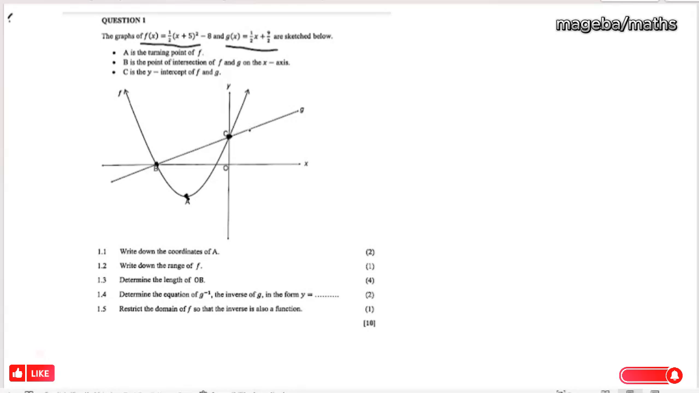Now the question that we are having here, 1.1, they're telling us to write down. So we are writing it down. You don't have to calculate it. But if it says write down, it is simply straight in front of you. This is the turning point A of f. I'm just going to write the equation here. The coordinate of A is what?